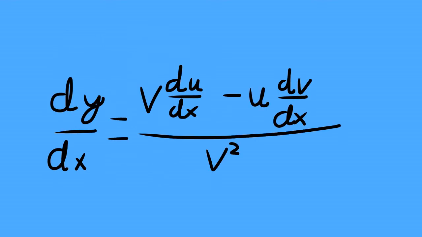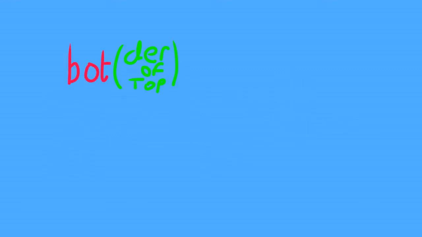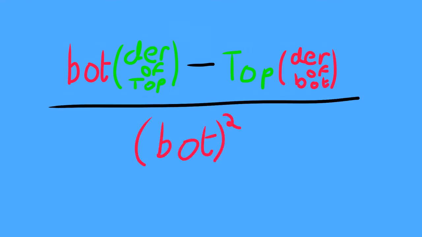So the rule for this is dy/dx is (v du/dx minus u dv/dx), all divided by v squared, which looks even more complicated, but once again, if you just work it out with words, it's easier. So you have the bottom times the derivative of the top, minus the top times the derivative of the bottom, all divided by the bottom squared.